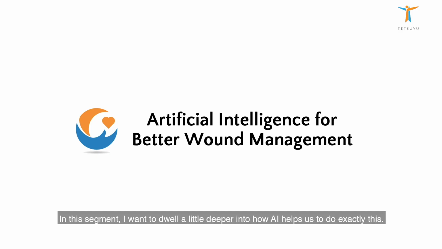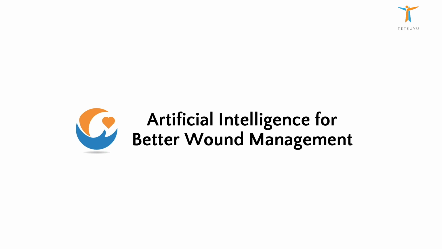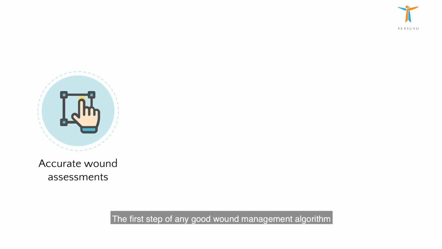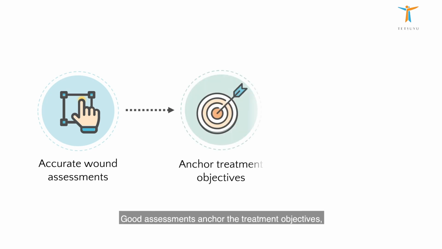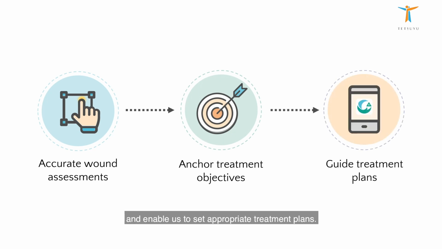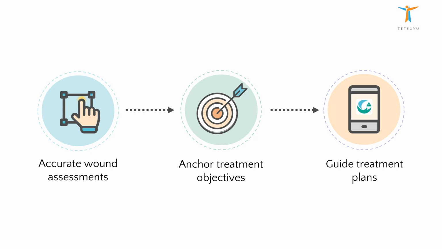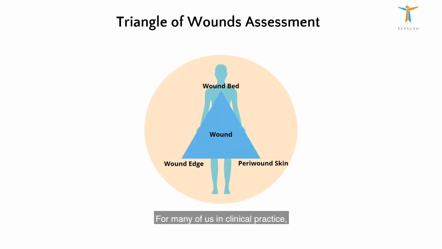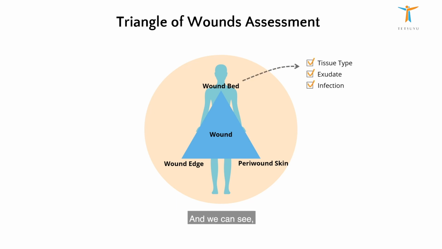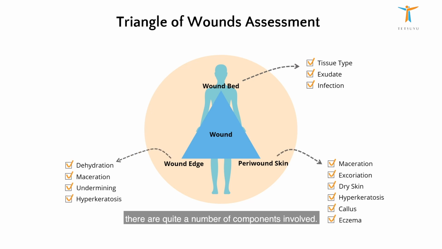In this segment, I want to delve a little bit deeper into how artificial intelligence helps us to do exactly this. The first step of any good wound management algorithm starts with an accurate assessment. Good assessments anchor the treatment objectives and enable us to set appropriate treatment plans. For many of us in clinical practice, the triangle of wounds assessment is a gold standard. And we can see there are quite a number of components involved.